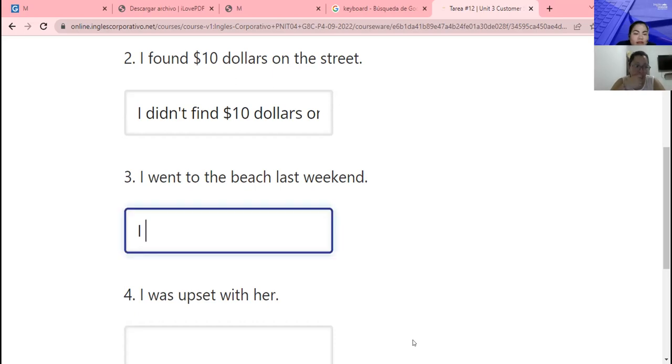And how would the negative be then? I did not go. I didn't go to the beach last weekend. Go to the beach last weekend. Mm-hmm. Perfect, Eugenia. Very good. Last weekend.